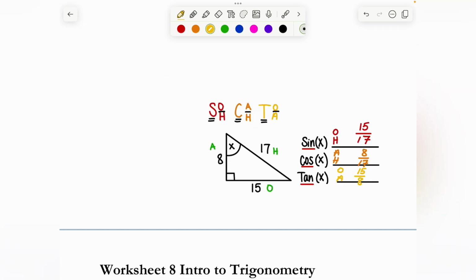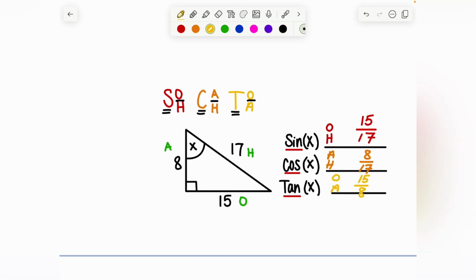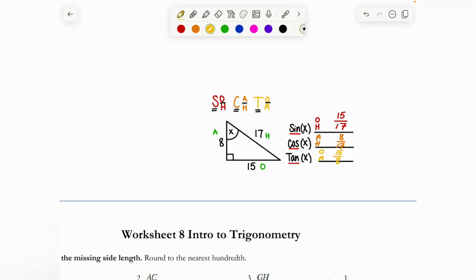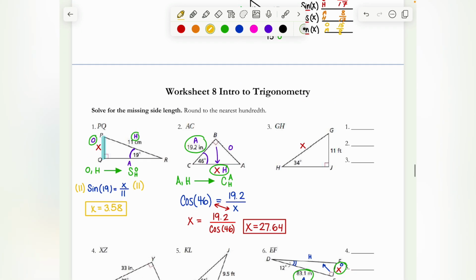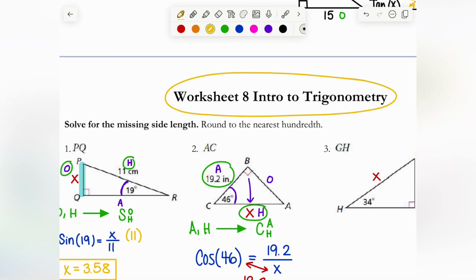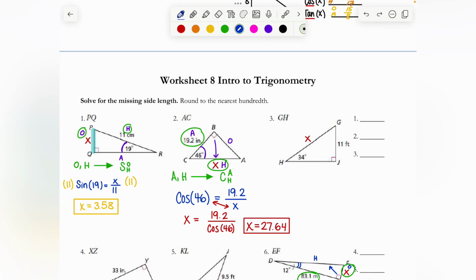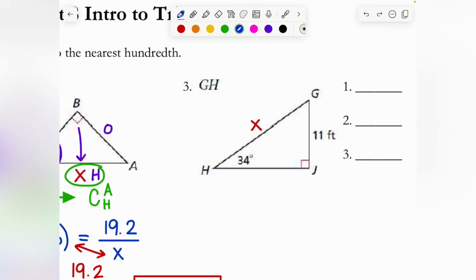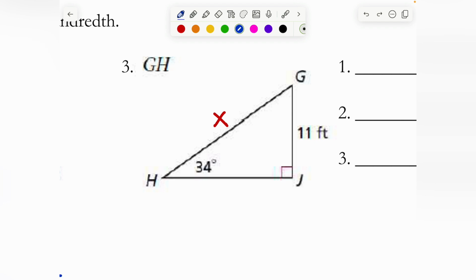So that's how you would find sine, cosine, and tangent of an angle if I gave you a triangle with all 3 sides. But another thing that we can do with this is find missing sides of triangles. I'm looking at worksheet 8. I'm going to do a couple problems from worksheet 8 just to teach how we can use trig to find a missing side. The first one I'm going to do is number 3.